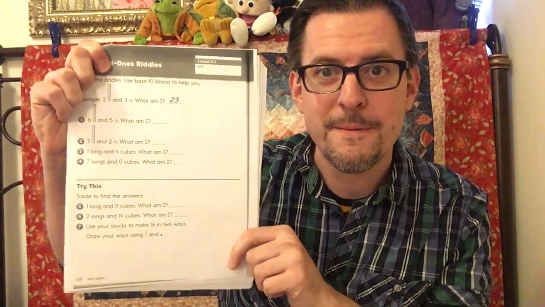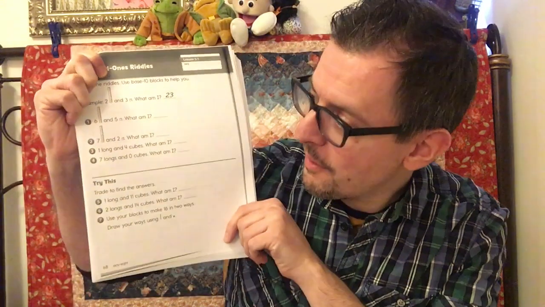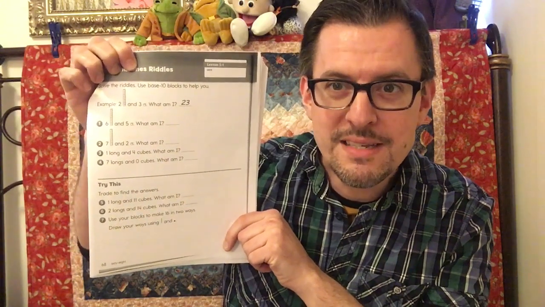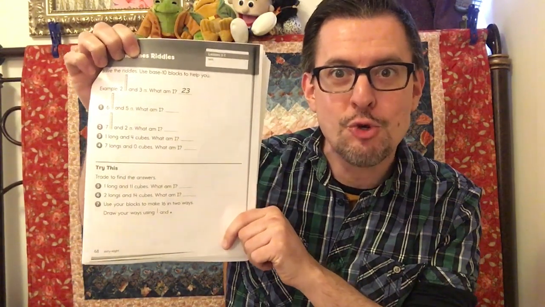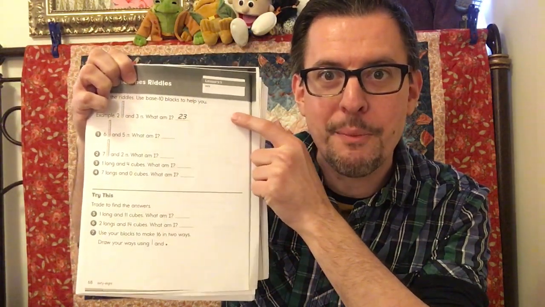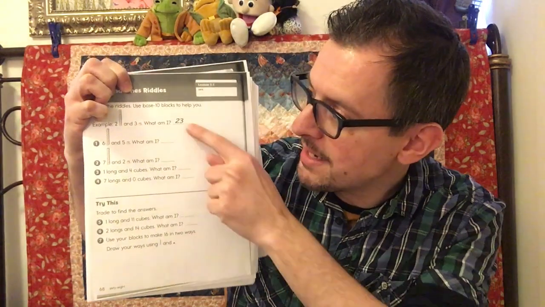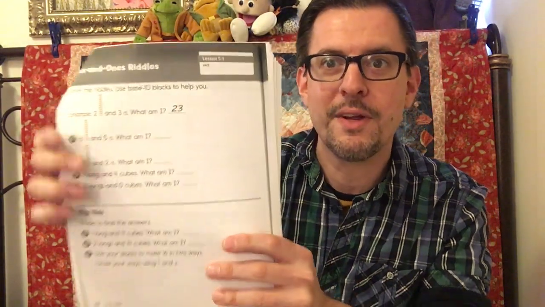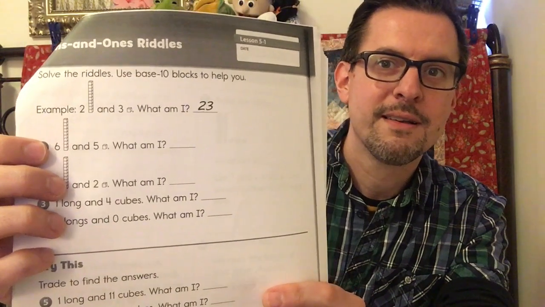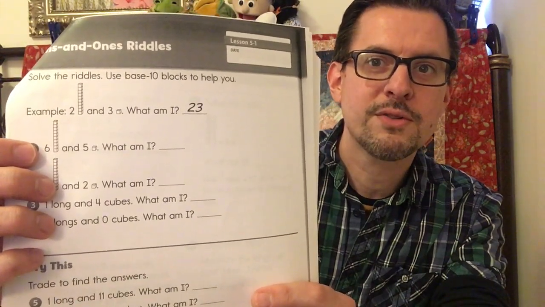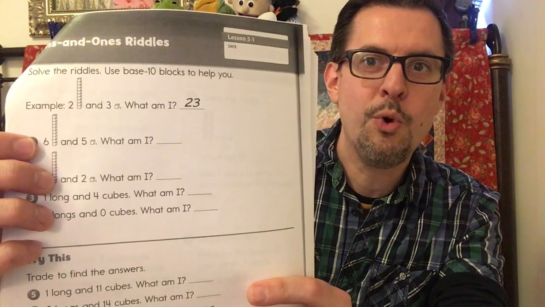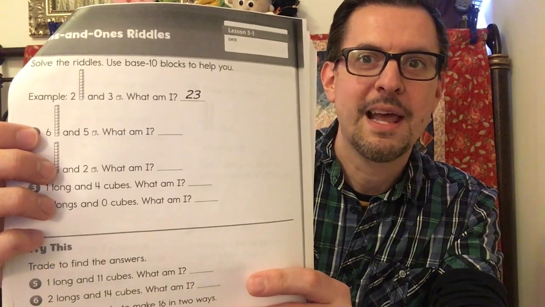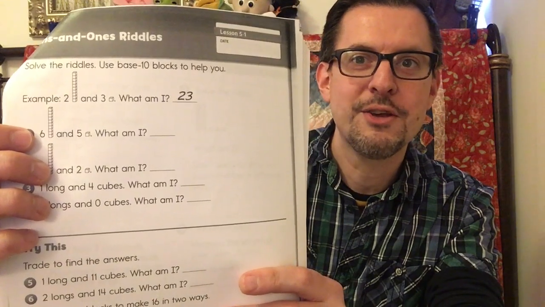Next, you're going to go to page 68 in your Everyday Math packet, and there are questions. They're called tens and ones riddles. They tell you how many tens or how many longs and how many cubes are in the number. I want to see your kiddo build the number with longs and cubes, and then write down what number is the answer to the riddle. So if you look at that first one there, 2 longs and 3 cubes. What am I? And you can see that the answer's there, 23.